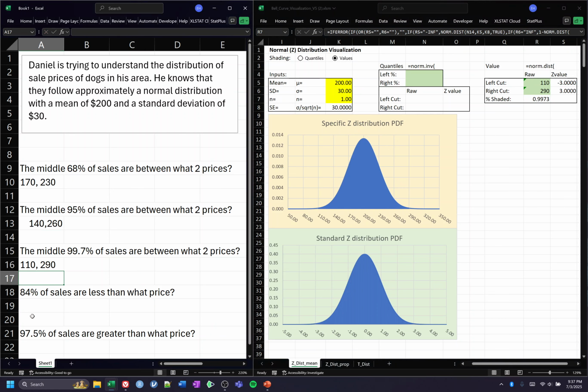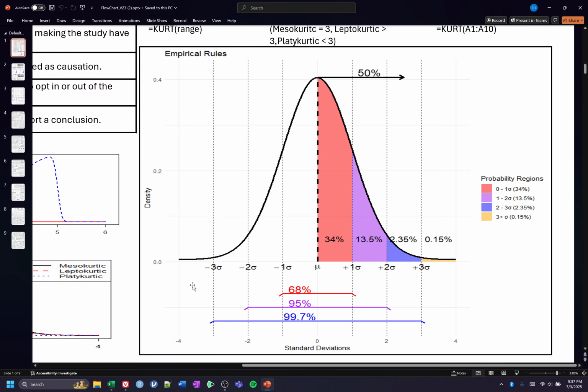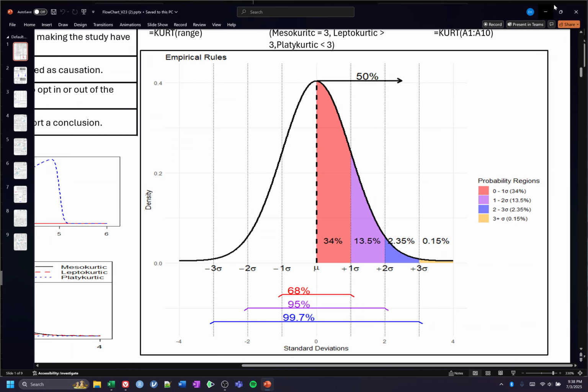Okay, this one's a little bit different. This one says 84% of sales are less than what price. So we're looking for, if we shade from the left, all the way up to 84%. Let's go look at our flowchart again and our empirical rules. Notice we can get to 50% by going up all the way to the middle. So that gives us the bottom 50%. And then if we add just one standard deviation more, we get an extra 34%. So 50% plus 34% is going to give us 84%.